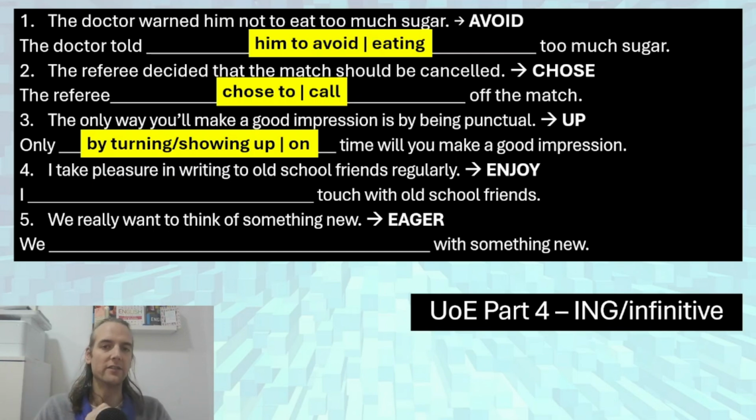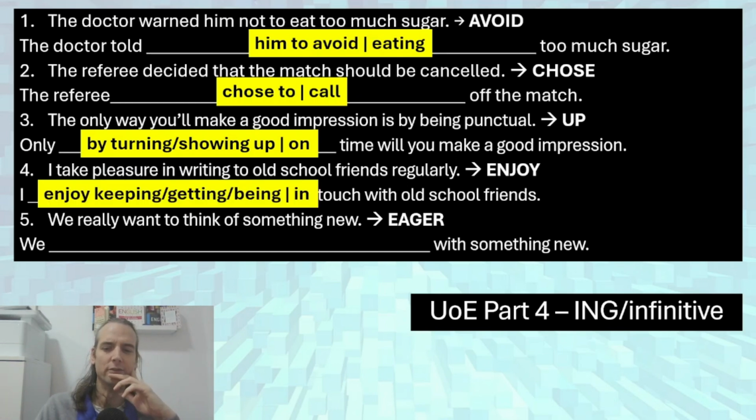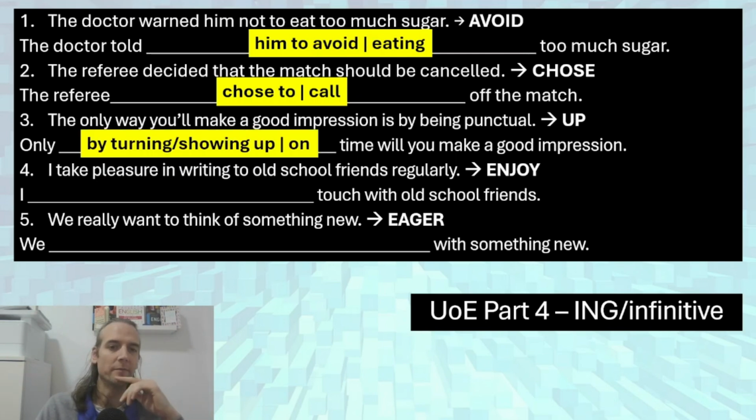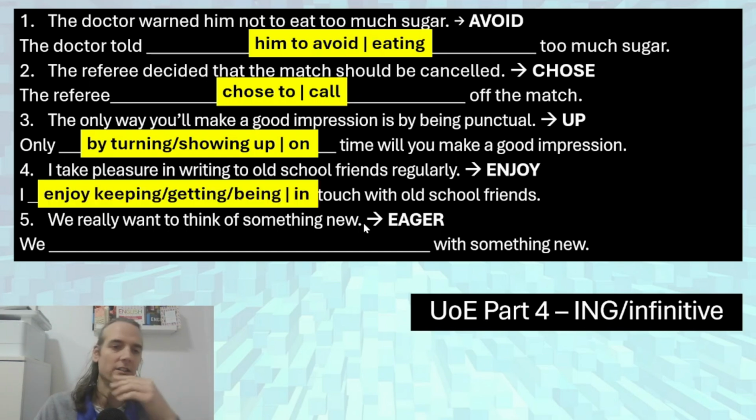The "will you" has been inverted, but it's "on time" because you need to be punctual, and it's turning up, but it's being punctual, isn't it, by turning up on time, because we had the clue of "up", which means it must be turning up or showing up. Number 4, I take pleasure, I enjoy, and writing is getting in touch or keeping in touch, or maybe being in touch if we're being generous.